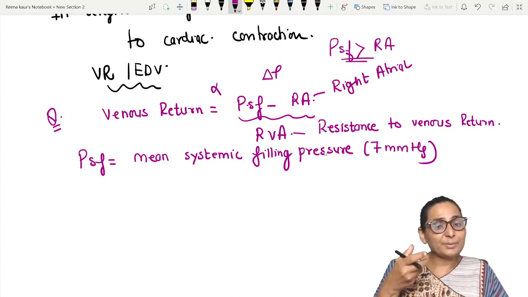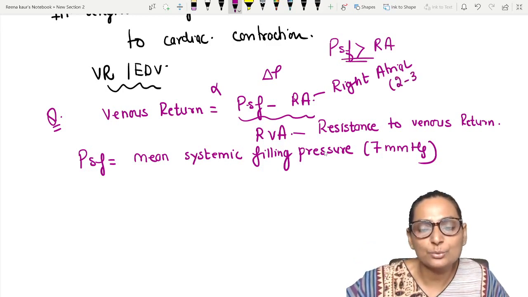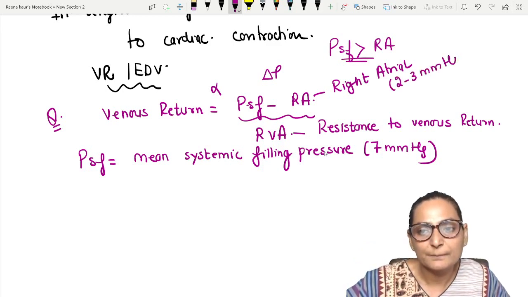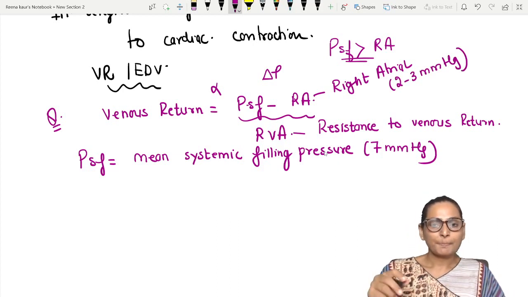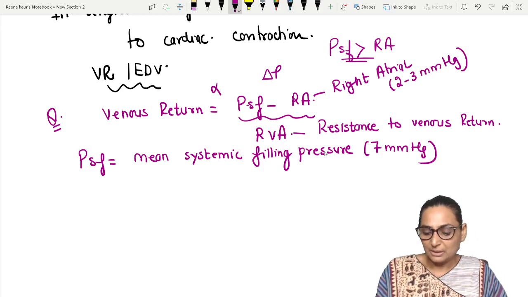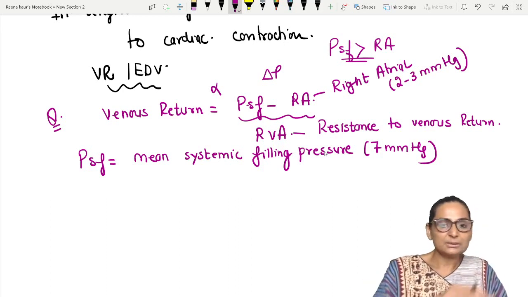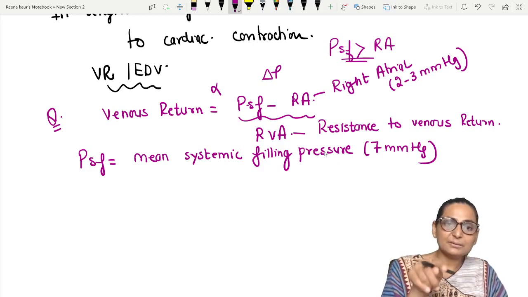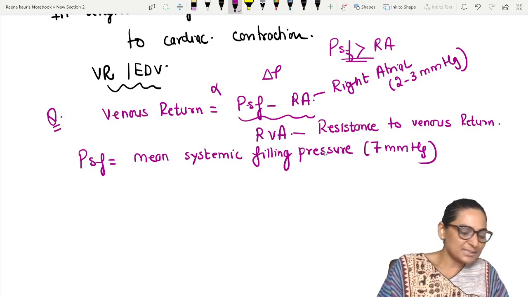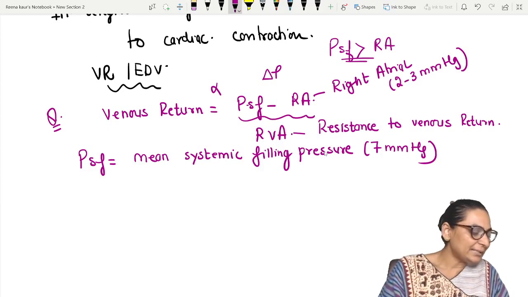अगर right atrial pressure बहुत बढ़ गया, normally the right atrial pressure is just between 2 to 3 mm Hg, सिर्फ इतना होता है. और अगर right atrial pressure बहुत बढ़ गया तो what will happen? अगर वो mean systemic filling pressure से ज़्यादा बढ़ गया तो what will happen? The blood will not flow towards the right atrium. So the mean systemic filling pressure is always more than the right atrial pressure.